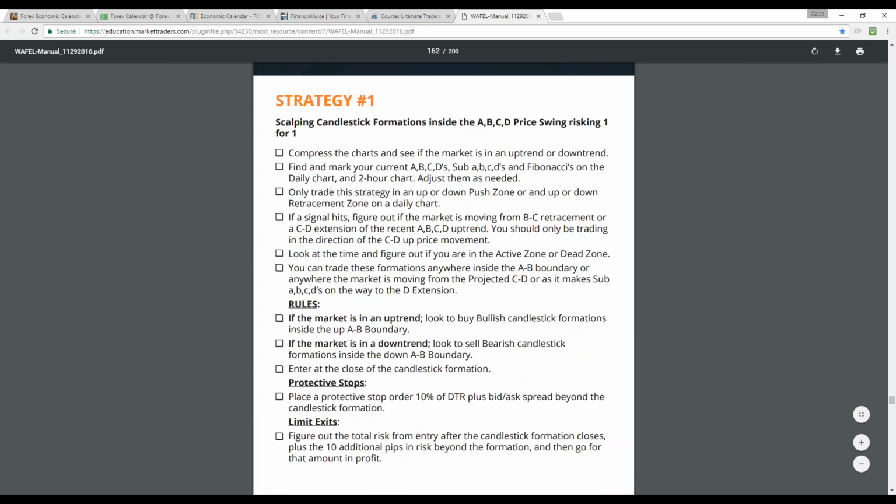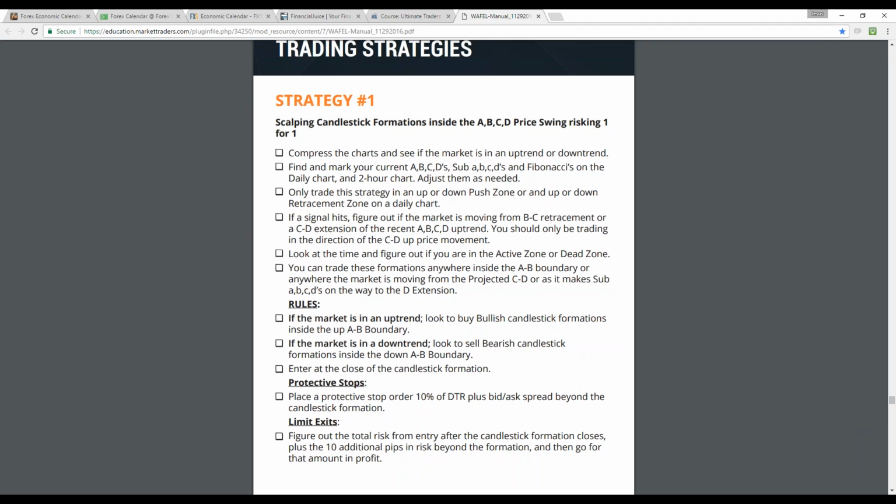Now, where do we enter? If we know that we are in an uptrend and should be looking for buying opportunities, we should be looking for bullish candlestick formations. Make sure that you have those sheets printed out and next to your computer. You need to wait for the candlestick formation to close. Make sure that you have all of the elements necessary to verify the presence of that candlestick formation. Wait for the 2-hour candle, in this case that we're trading off of the 2-hour. Wait for the candle to close.